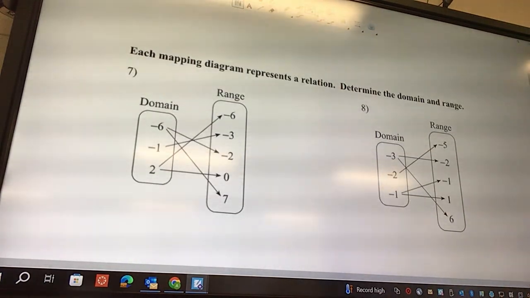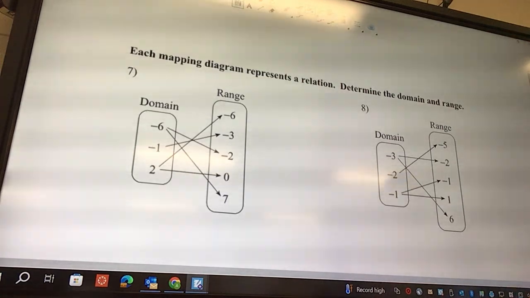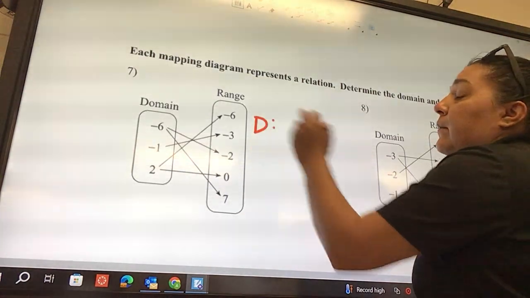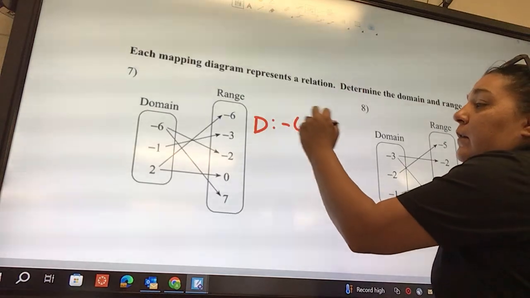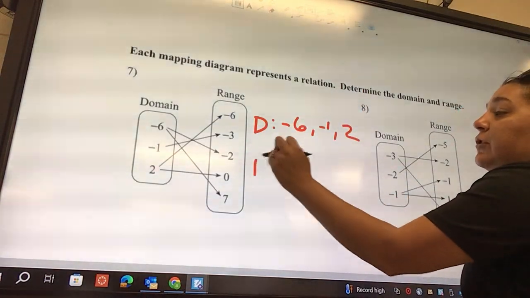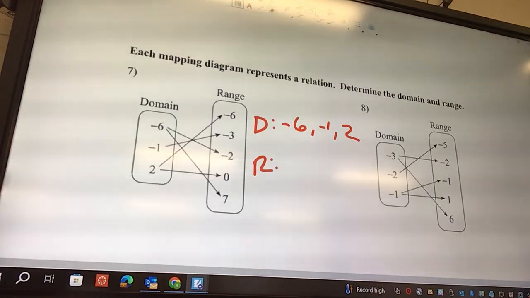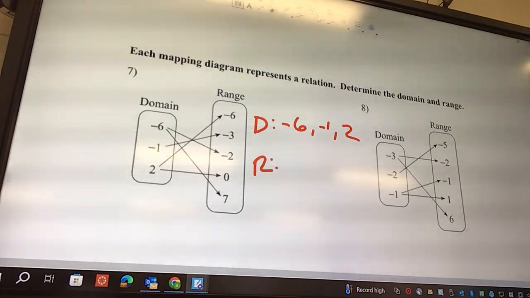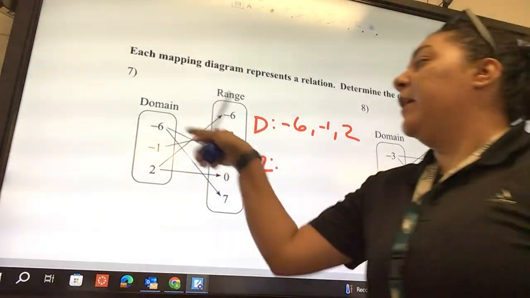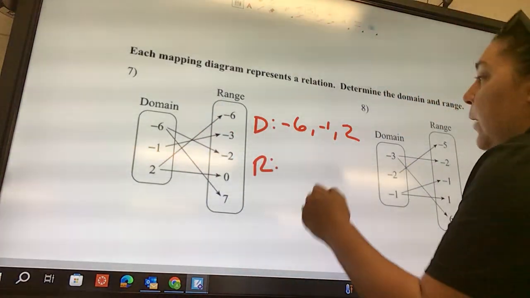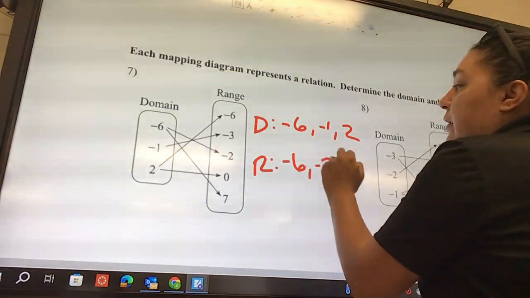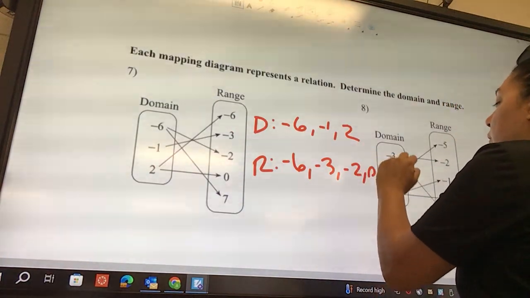Okay, each mapping represents a relation. Determine the domain and range. What is the domain? -6, -1, and 2. Yeah, so these ones essentially, what are you doing? Rewriting them. Yeah, you're just copying them down. Right. Okay, the ones that do have 2 arrows from it, that just means the number's popping up twice, but they only wrote it down once, the same way that you're only supposed to write it down one time.